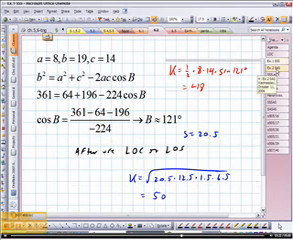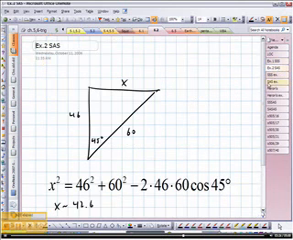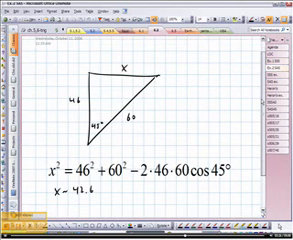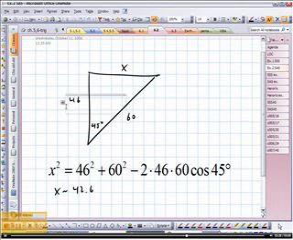That's SSS. Now let's look at SAS, where you have a side, angle, side, and you're trying to get the last side. So we've got 46, 60, and 45 degrees. The opposite side squared is equal to 46 squared plus 60 squared minus 2 times 46 times 60 cosine of the angle. You solve it, you get about 42.6.